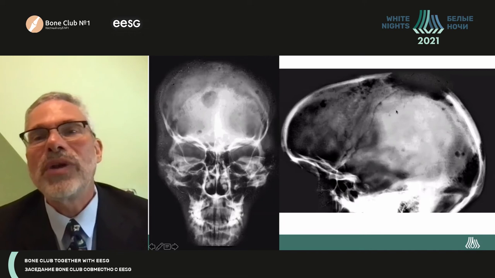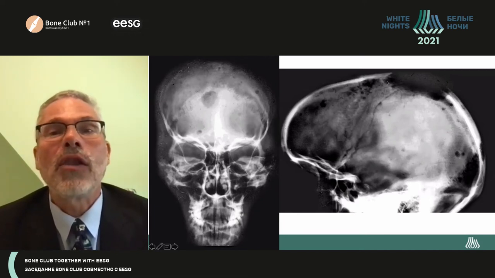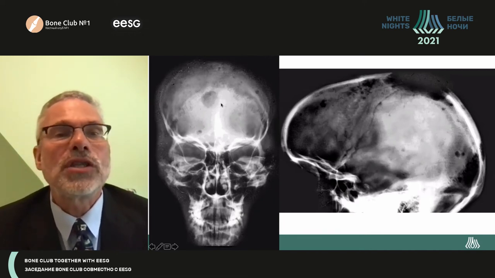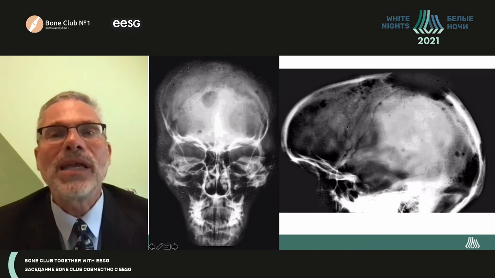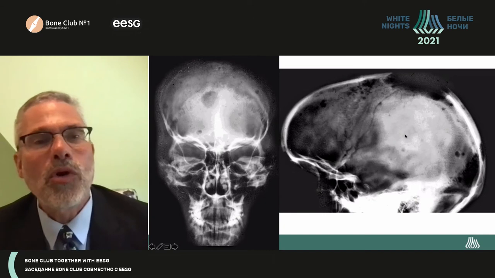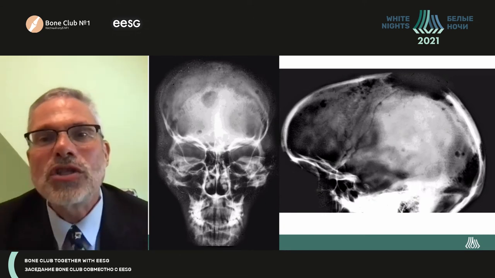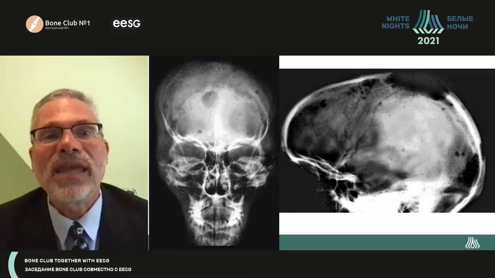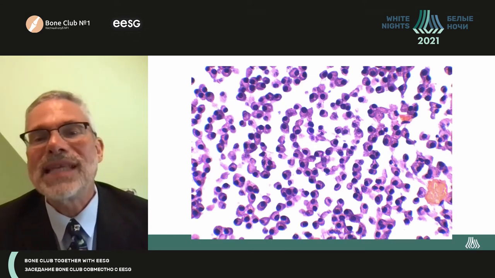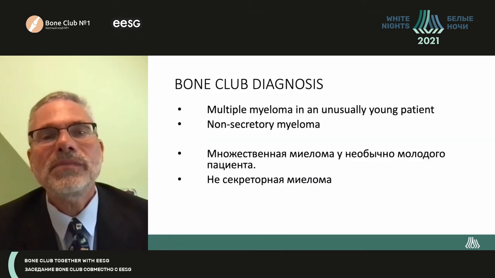Here we see the classic radiographic pattern of myeloma. We see multiple lytic lesions throughout the skull of varying sizes. When the lesions are all about the same size, we think more of metastases. When the lesions are varying sizes, we think of myeloma first. And here we see classic plasma cells.